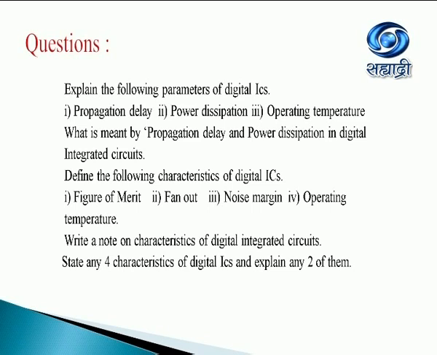Why? Because here the student can write many more things which he or she feels about the topic. Why characteristics are required to study, what the characteristics are, and normally 1 or 2 characteristics we have to explain. Next, state any 4 characteristics of digital ICs and explain any 2 of them. If the question is specific, that is state any 4, you have to state 4 and then explain any 2 of them. Here, if the choice is given, the student can select any of his interest.